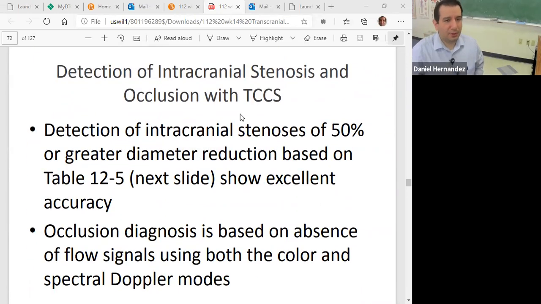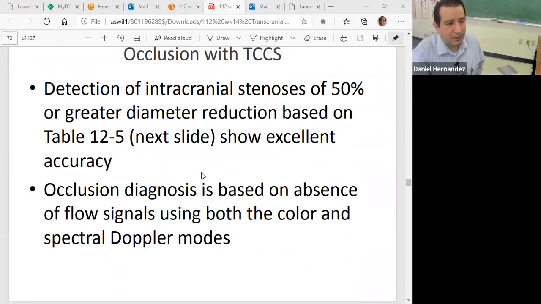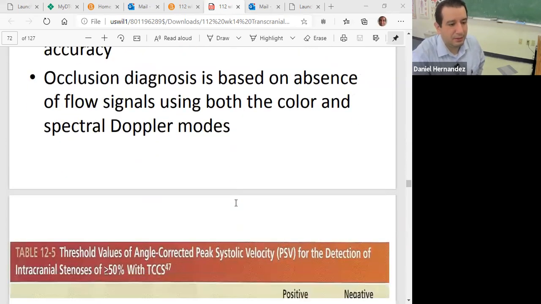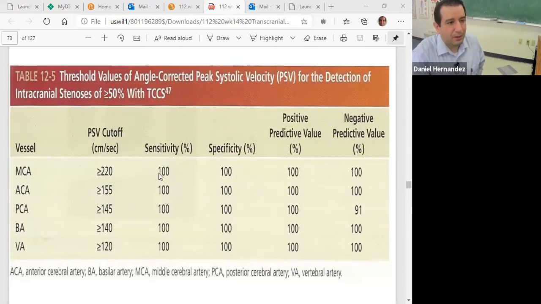So, detection of intracranial stenosis and occlusion with TCCS. Detection of intracranial stenoses of 50% or greater diameter reduction, based on the table below, shows excellent accuracy. Occlusion diagnosis is based on absence of flow signal using both color and spectral Doppler modes. So that's important. If we really want to diagnose that a vessel is occluded, we need to demonstrate it both in color and spectral Doppler. And then the chart below shows our velocity cutoffs.